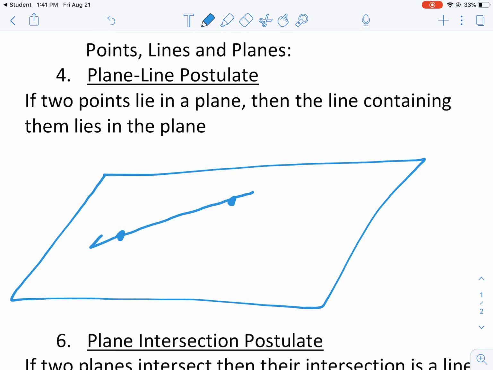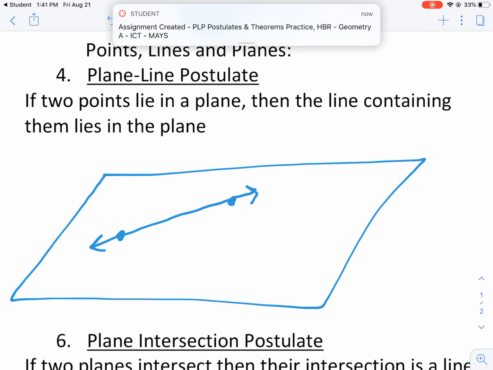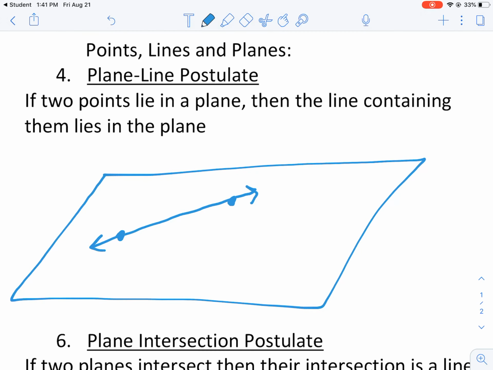Well, the points are what make up the line, right? If the points are in the plane and the points are in the line, then the line must be in the plane, all right? It's not possible for that line to leave the plane because, again, the line is only 1-dimensional. It can only go in one direction, whereas the plane is 2-dimensional. So the plane is kind of going all around the line.